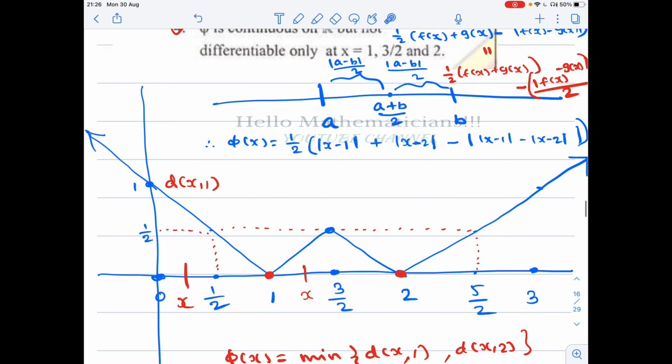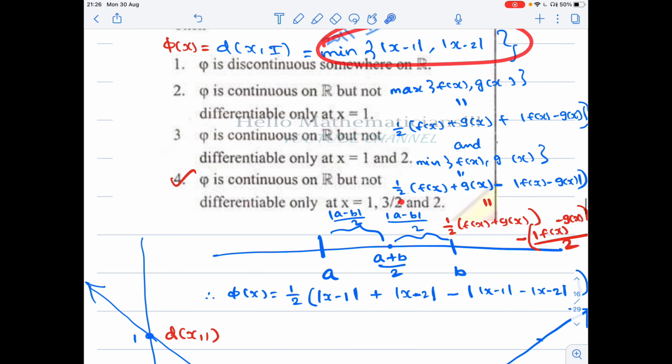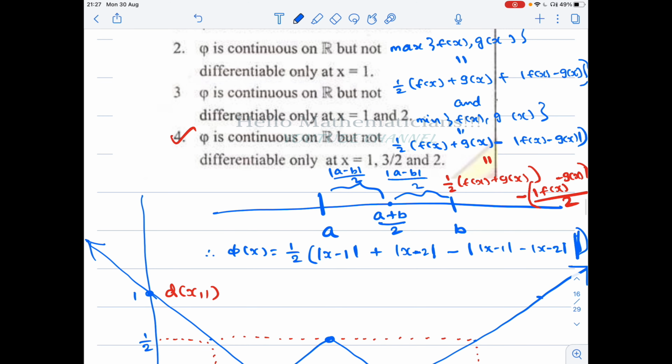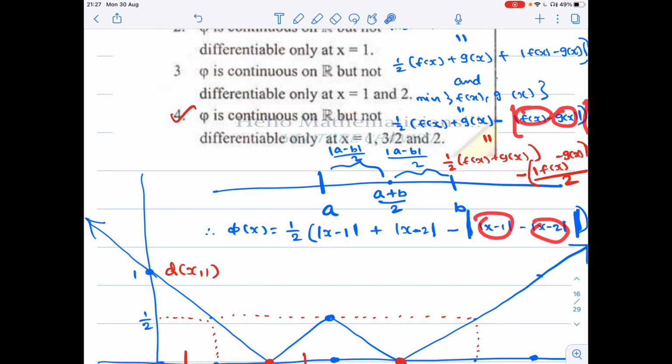So given this, we can now rewrite the minimum in terms of this formula. The minimum of |x minus 1| and |x minus 2| equals 1/2 (f of x plus g of x), that is |x minus 1| plus |x minus 2|, minus the modulus of f of x minus g of x. Here f of x itself is |x minus 1|, g of x itself is |x minus 2|, and this modulus I am putting here. Okay, so this is my phi of x.